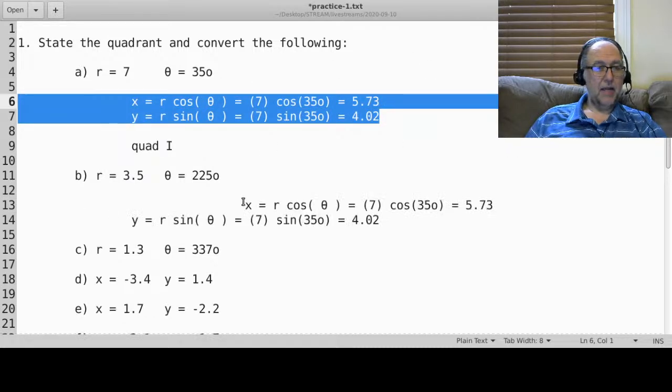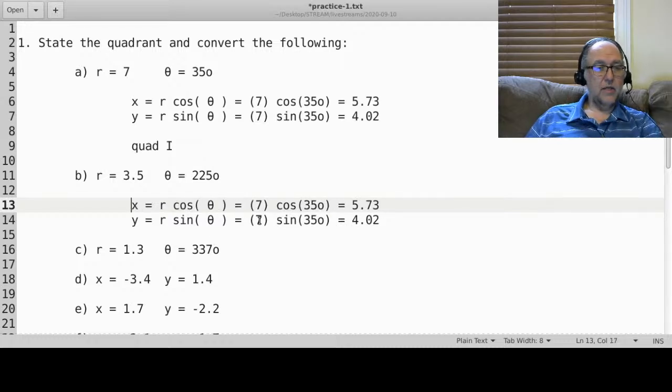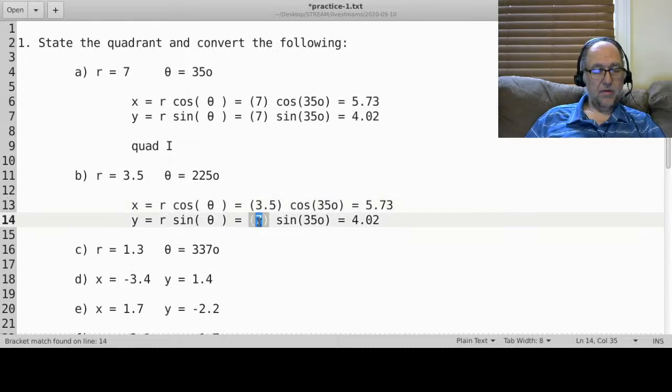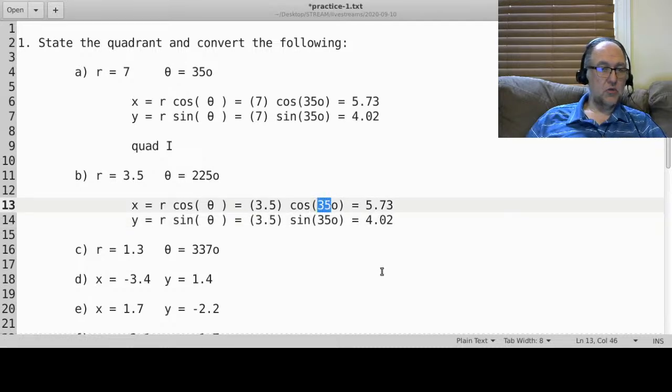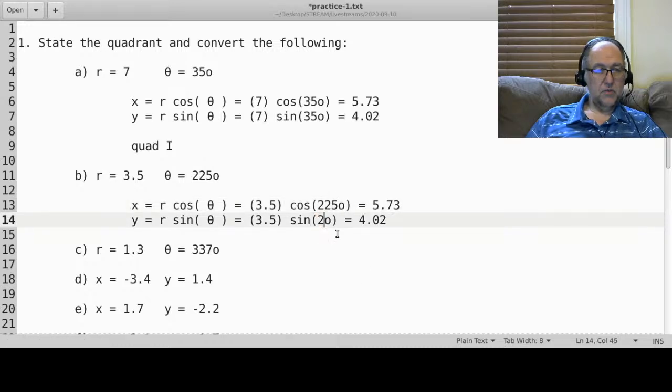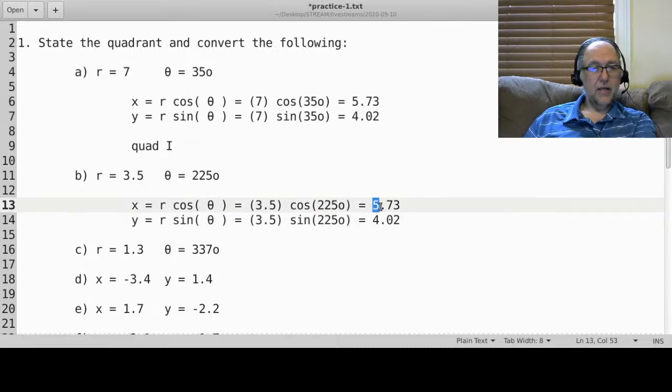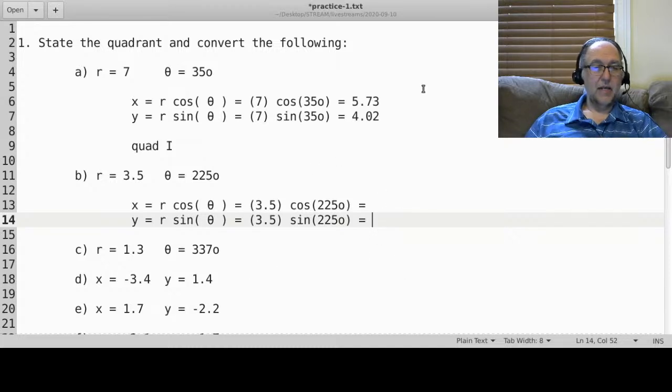I'm just going to cut and paste for the next one, like that. But this time, r is 3.5. So take out that 7 and replace it by 3.5, like that. And the angle's not 35, but 225, like that. And 225, like that. Everyone good with that?